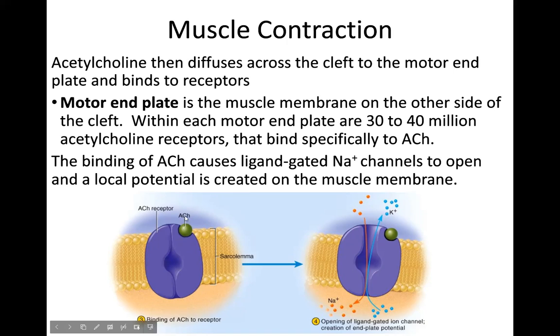Here's an example of one of those receptors. It receives that acetylcholine like you see here, and as a response, that opens the channel to allow ions to flow through. Within each motor end plate, there are 30 to 40 million of these acetylcholine receptors binding specifically to acetylcholine. So there's a lot of capability to have acetylcholine connect with these receptors and then allow these channels to open up. We're going to focus specifically on the opening of what we call ligand-gated sodium channels, which then creates a local or graded potential in the muscle membrane.